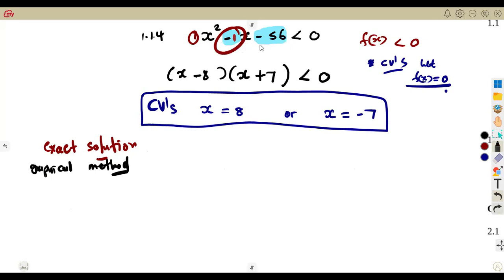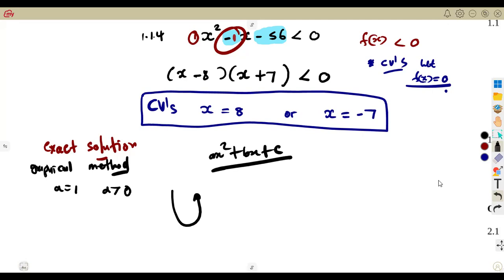As it represents f of x, we can see that the coefficient of x squared is 1. Remember, ax squared plus bx plus c, the function. If a is equal to 1 like this, it's a condition where a is greater than 0, where our function is going to have a smiley shape like that. So this is what we're going to have, a smiley shape like this.